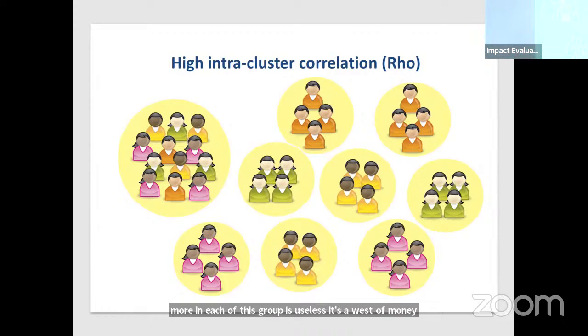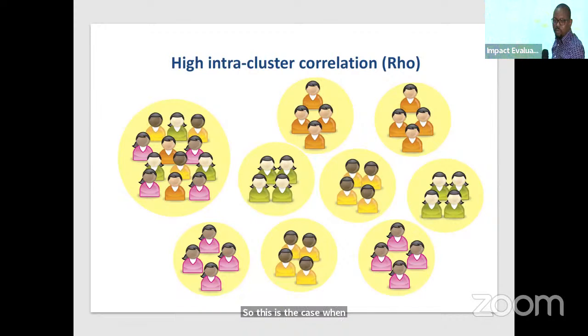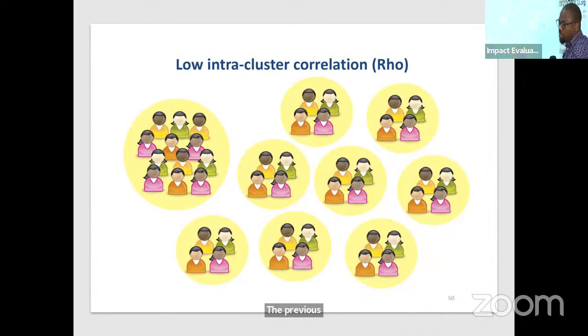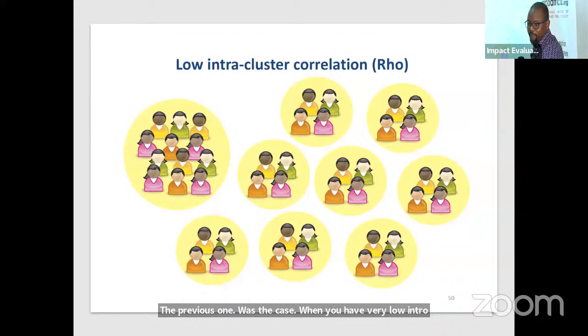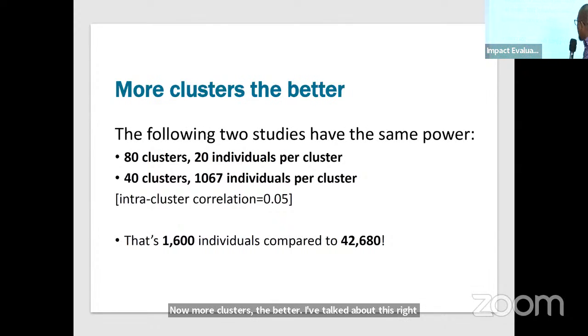Now you have a more powerful way of thinking about sampling. Are we together? When you go about interviewing, do you want more of the same or do you want differences? So this is the case when you have very high intracluster correlation. The previous one was the case when you have very low intracluster correlation. Are we together? Now, the more clusters, the better. I've talked about this, right? Now we know that.